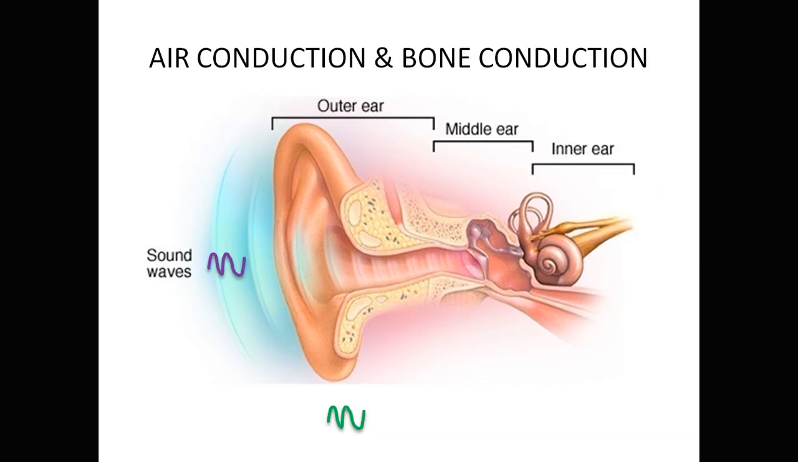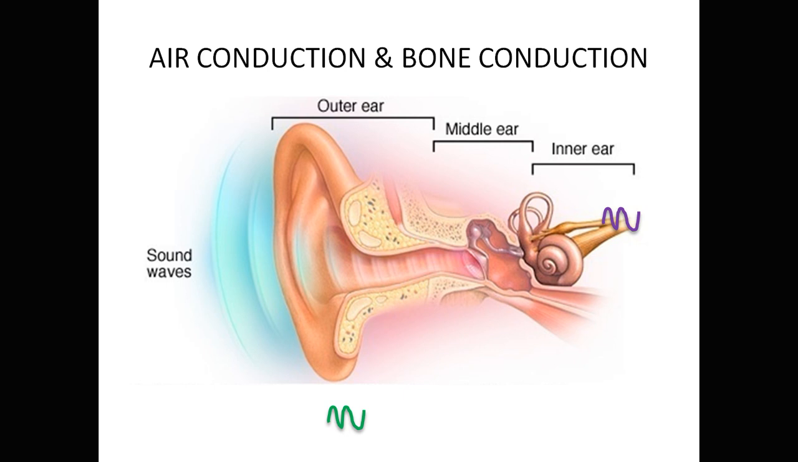Now we need to know the pathways of conduction, how the sound is conducted to our human ear. So first one is air conduction and bone conduction. There are two ways of conduction. So first we will see the air conduction. In air conduction, the sound will travel to the outer ear, middle ear, inner ear and nerve.